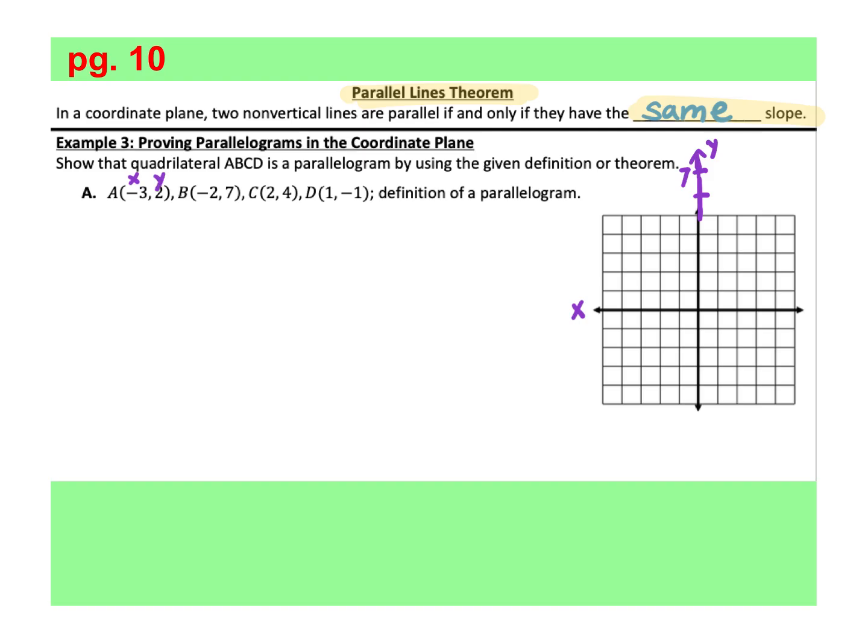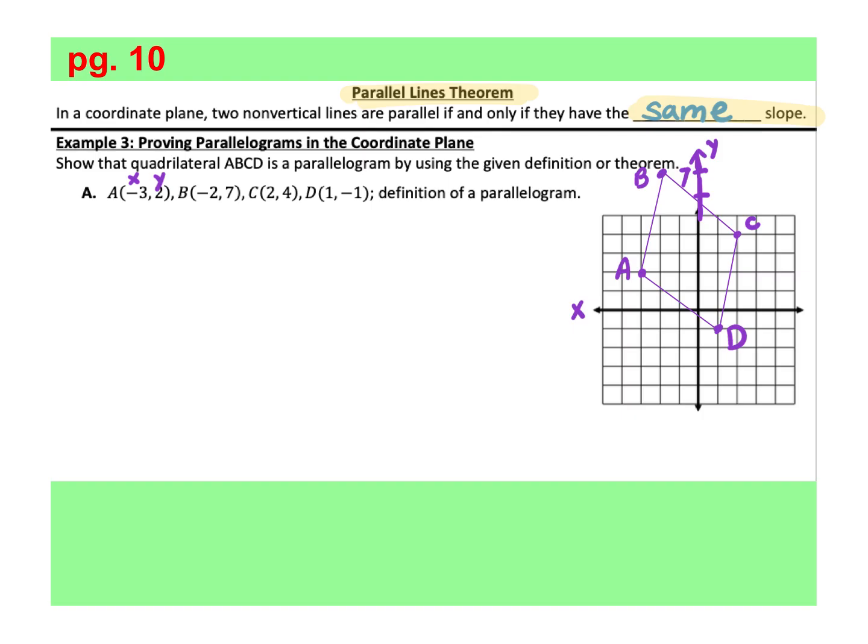So I need to go to -3 on the x and +2 on the y, and that's point A. And then point B is at -2, 7, right here. Point C is at 2, 4. And point D is at 1, -1.